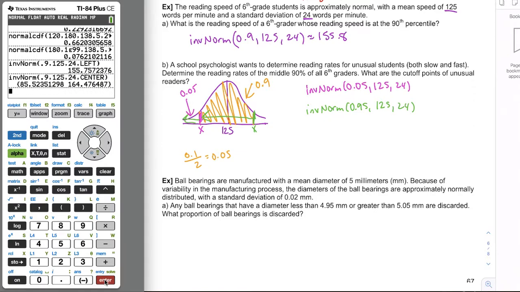Okay, we would get 2 values. So 85.5 or 164.5. So what this means is that the unusually slow readers would read 85.5 words per minute or fewer, and the unusually fast readers would read 164.5 words or more per minute.